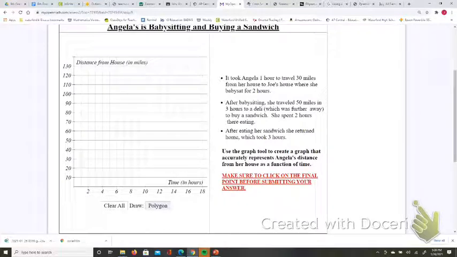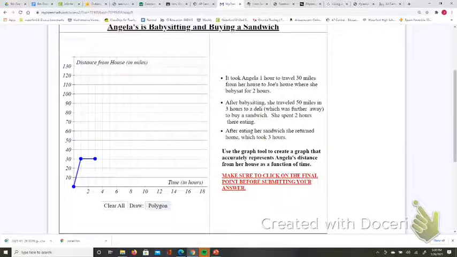It took Angela 1 hour to travel 30 miles from her house to Joe's house, where she babysat for 2 hours. Okay? So it took her 1 hour to travel the 30 miles. So we click right here, and we went 30 miles in 1 hour. Okay, then it says she babysat for 2 hours. So she stayed there for 2 hours and babysat.